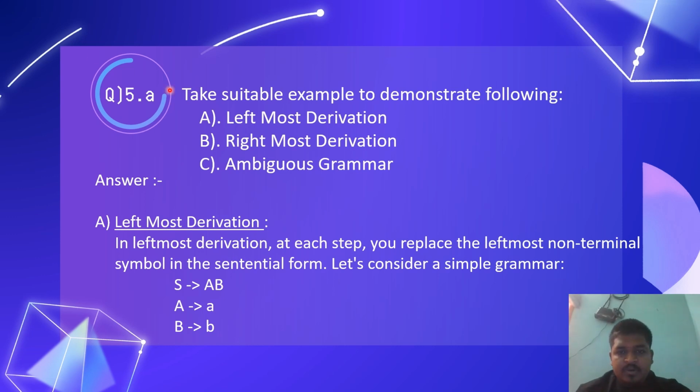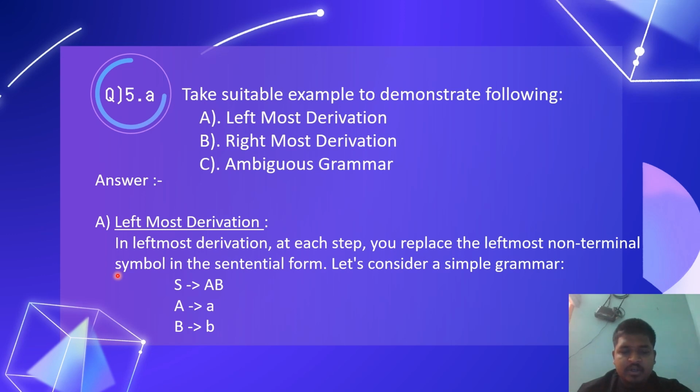Now see the question number 5A. Take a suitable example to demonstrate the following: leftmost derivation, rightmost derivation, and ambiguous grammar. Answer is, first, leftmost derivation. In leftmost derivation, at each step you replace the leftmost non-terminal symbol in the sentential form.